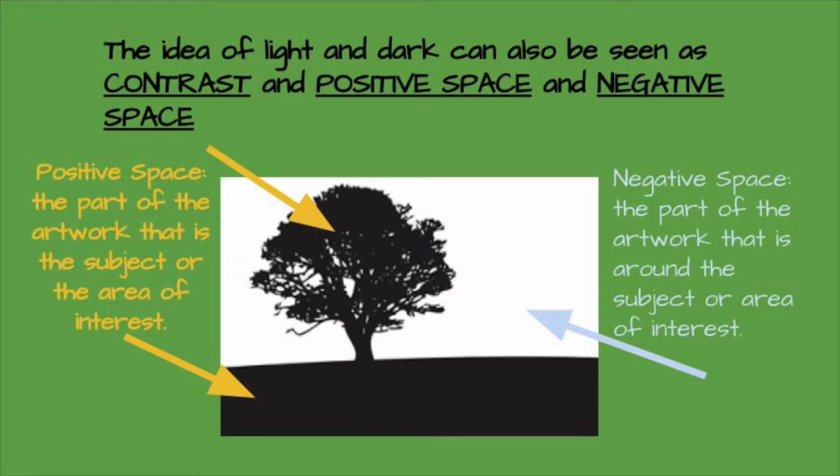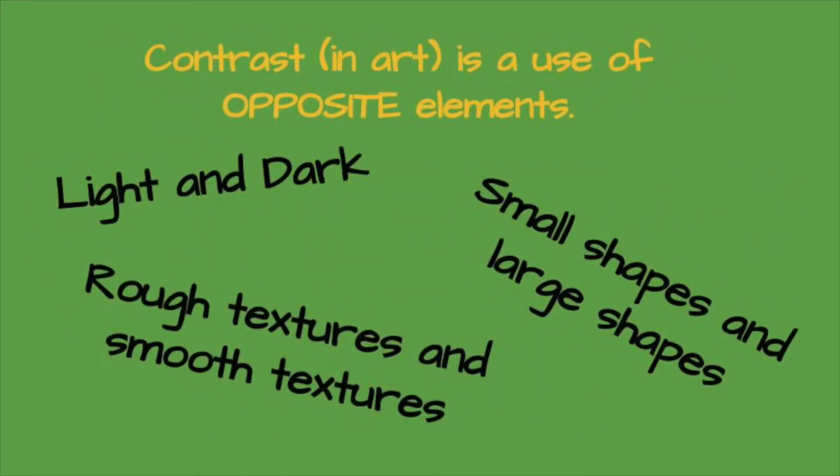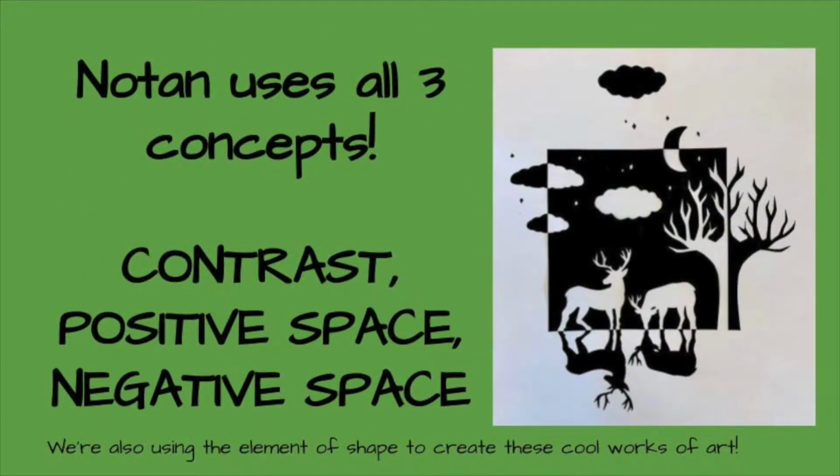That's negative space. The word contrast in relation to art is the use of opposite elements. So you can think of, for Notan, light and dark, but it could also be small shapes and large shapes, or rough textures and smooth textures. Basically, contrast has to do with opposites. No matter what language, whether it's in Japanese or in English, Notan uses all three concepts. It's light and dark, or positive space and negative space. It is contrast. Note, we're also going to be using other elements of art to create these cool pieces.